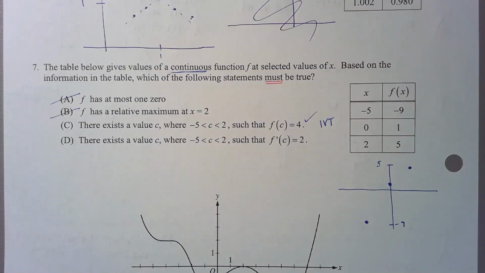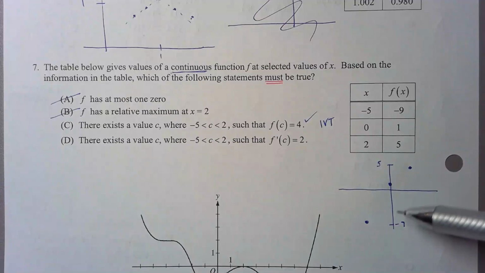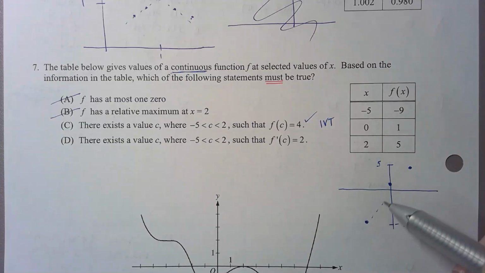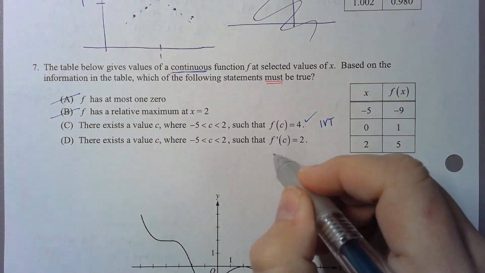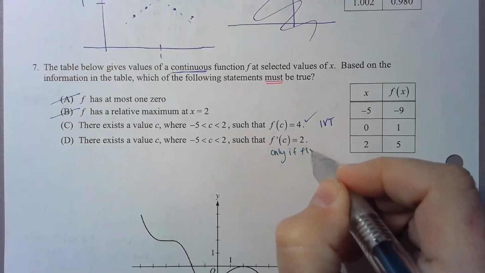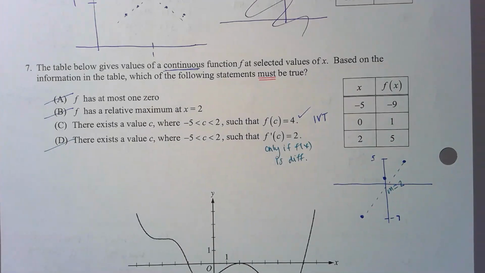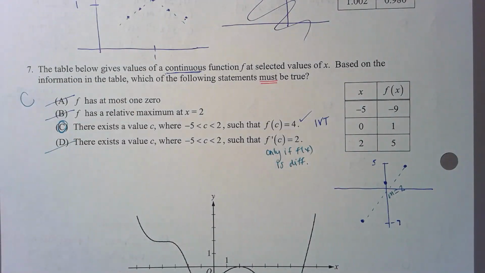Is there a place between these 2 points where the slope has to be 2? Well, we are going up 14 and over 7, so yes, the slope between these 2 points is 2. However, the mean value theorem only works when your function is differentiable, and they did not tell us that. Let's write that down: only if f of x is differentiable, and they did not tell us that. So that's why it doesn't have to be true, and that's why our answer is, again, C.